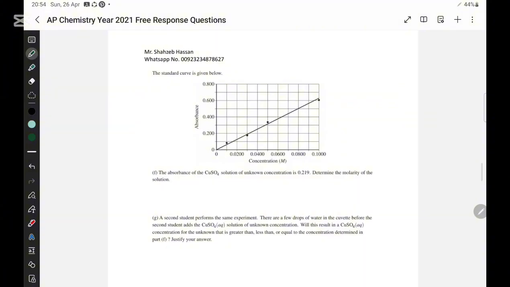Now in the next question they are saying the absorbance of copper sulfate solution of an unknown concentration is 0.219. Determine the molarity of the solution. So 0.219 on the graph is going to be around here. I made a little bit of a mistake, it should be 0.0219 here. Yeah, so that is going to be 0.034.